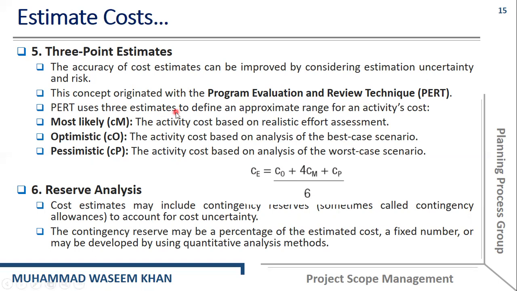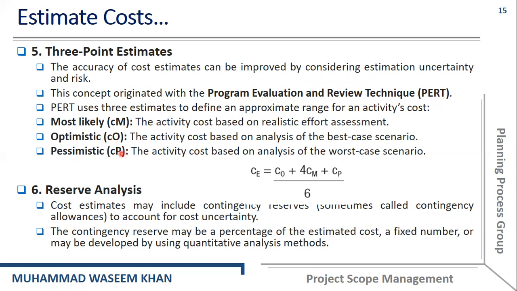PERT uses three different time estimates, that is the most likely time, the optimistic time, and the pessimistic time. So most likely is actually the activity cost based on, sorry, here we are not going to discuss time, we are going to discuss the cost. We will discuss time in schedule management. So in cost, we will discuss most likely cost. We will say most optimistic cost. We will say it's a pessimistic cost.